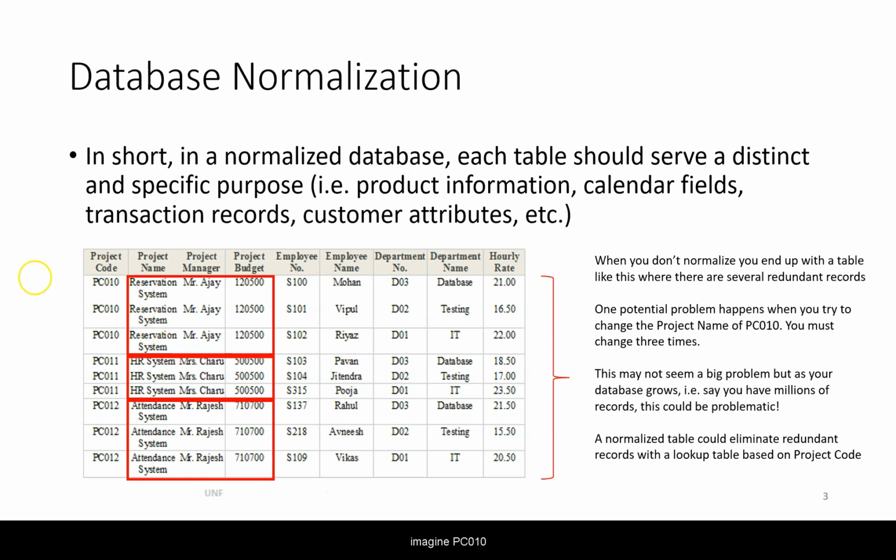However, imagine PC010 appears 1,000,000 times in the table, and you need to change the project name 1,000,000 times. The chances of you making a mistake are quite high in this situation. All in all, the table on this slide is highly undesirable and should be avoided. In the next few videos, we will look at an example of a normalized table, or a table that is desired.